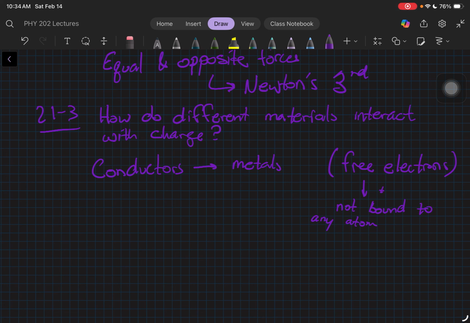Well, we'll say not tightly bound. These are sometimes called conduction electrons. The use of the phrase free electron might be a little iffy here, because some people think of a free electron as one that's under no forces, just moving through space. But here we're going to say it's free to move around within a material.